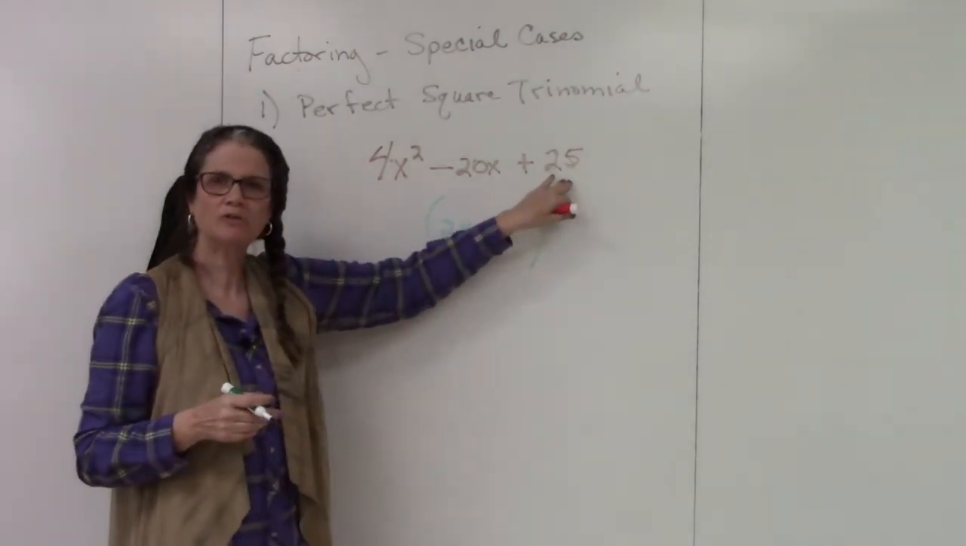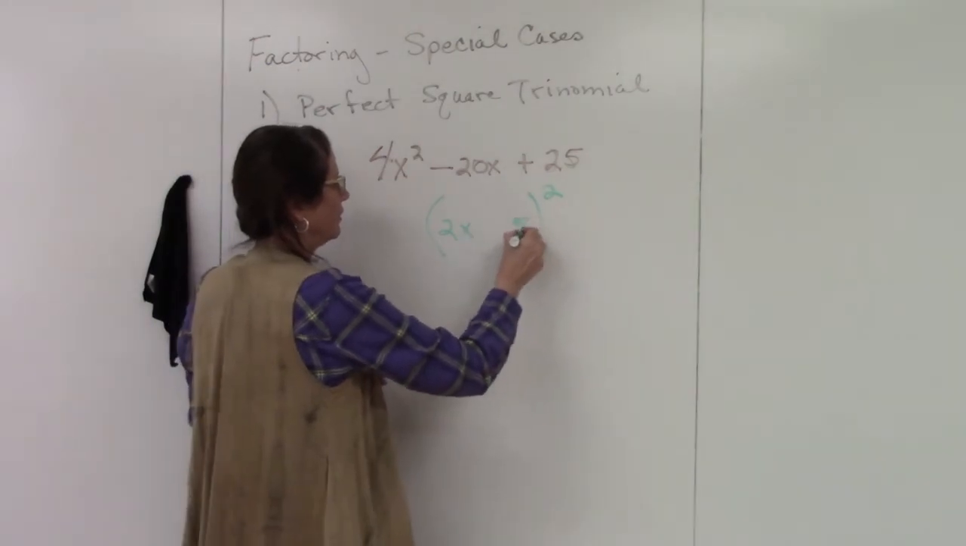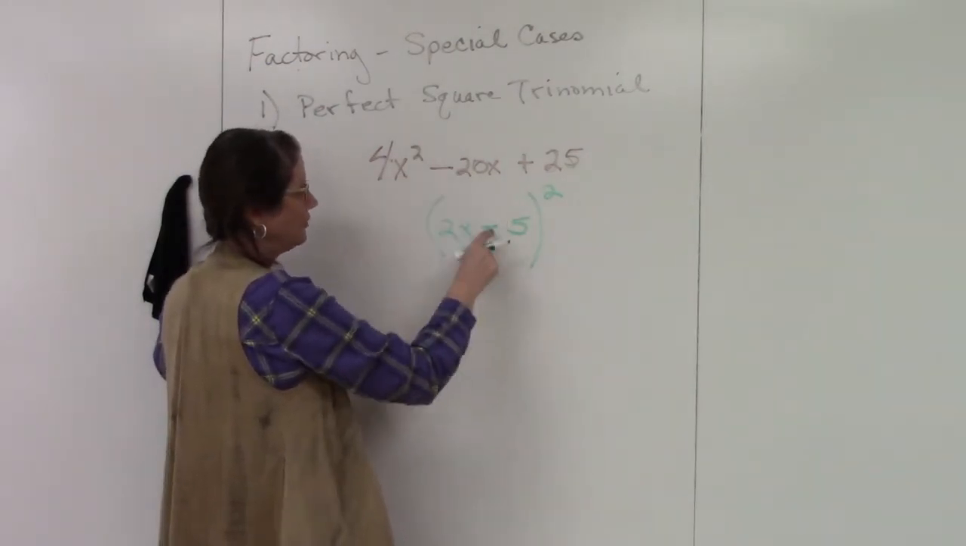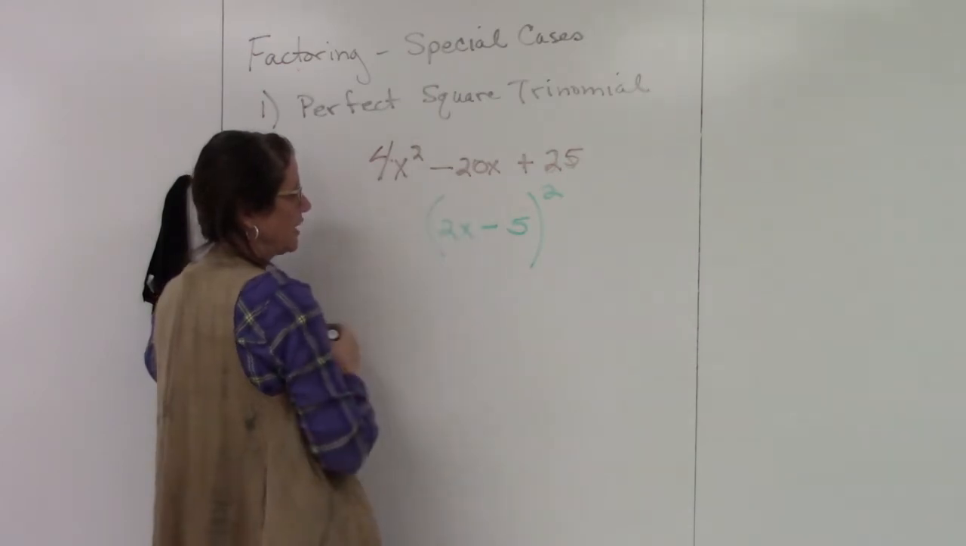What times what gives you 25? The square root of 25 is 5. I'm going to use this first symbol. If this is a minus sign, I'm going to use it. If it's a plus sign, I'm going to use it. I can forget about the last sign. It's just this first sign that I use.